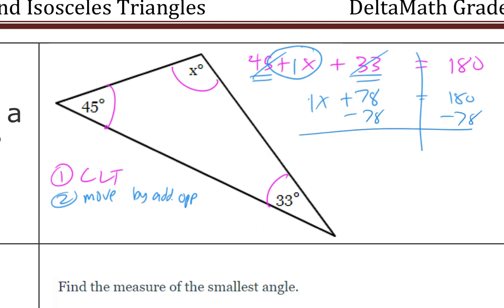You can do that over there. Going to do that over there. That cancels out. Going to bring down our 1x equals 102, right? Now we could divide by 1, right? But if I divide by 1, I know my answer is still going to be x equals 102.